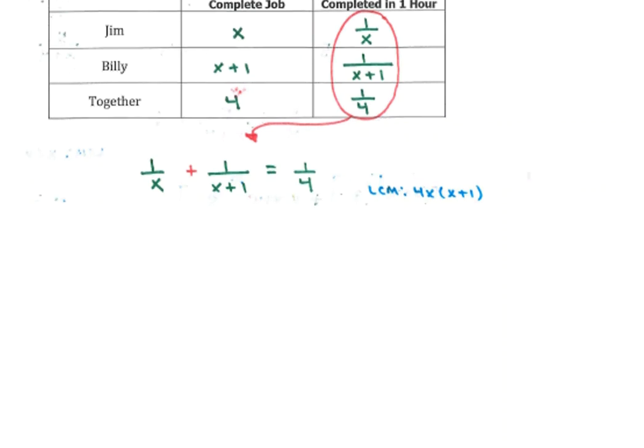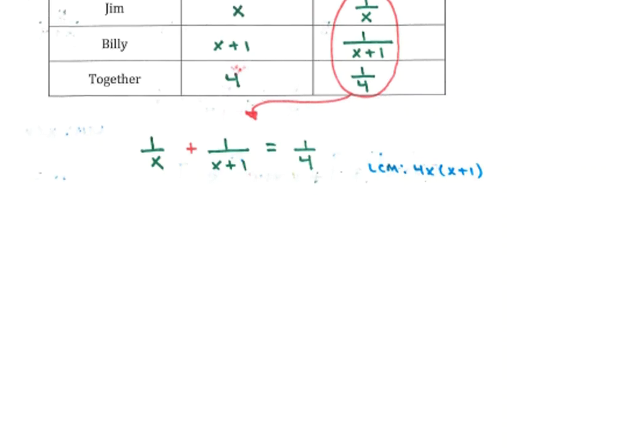So the equation 1 over x plus 1 over x plus 1 equals 1/4 really is based upon the fact that, in this 1 hour of time, Jim's going to make a contribution and so is Billy. Jim's contribution is represented by 1 over x, and Billy's contribution is represented by 1 over x plus 1. And so, like I said, it gives us a rational equation, and we're going to go ahead and solve it right now. First, note that an LCM is provided for us.